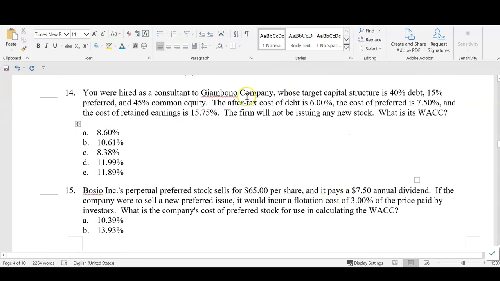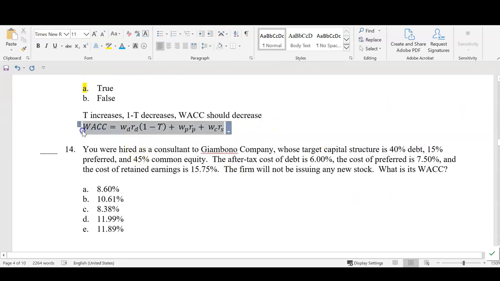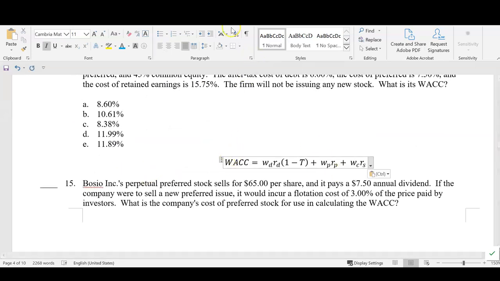Question 14. You are hired as a consultant to this firm whose target capital structure is 40% debt, 15% preferred stock, and 45% common equity. The after-tax cost of debt is 6%. The cost of preferred stock is 7.5%, and the cost of retained earnings is 15.75%. The firm will not be issuing any new stock. What is its WACC? Again, we want to calculate WACC here. Let me copy and paste the formula.